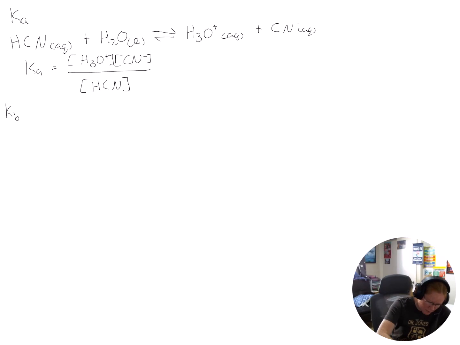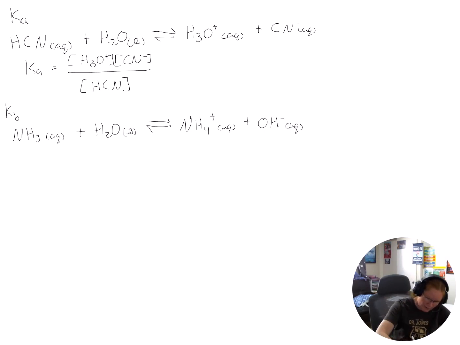Likewise, most bases are weak. There's only a few strong bases. And so I can look at a weak base like ammonia, and I can write the same sort of equilibria. We're going to put it in some water. We're going to get some ammonium ions and some hydroxide ions. And so our Kb will look like this.